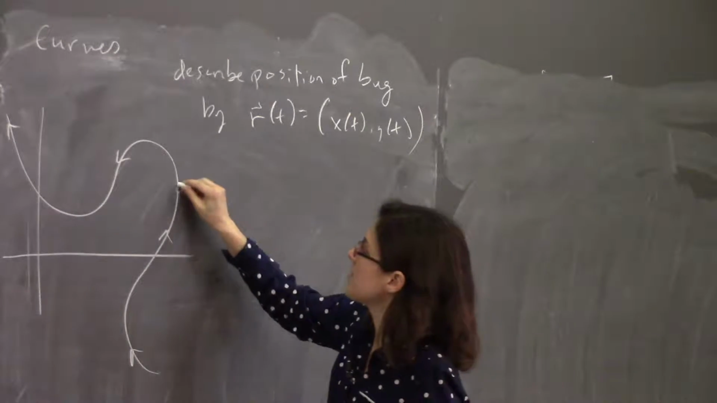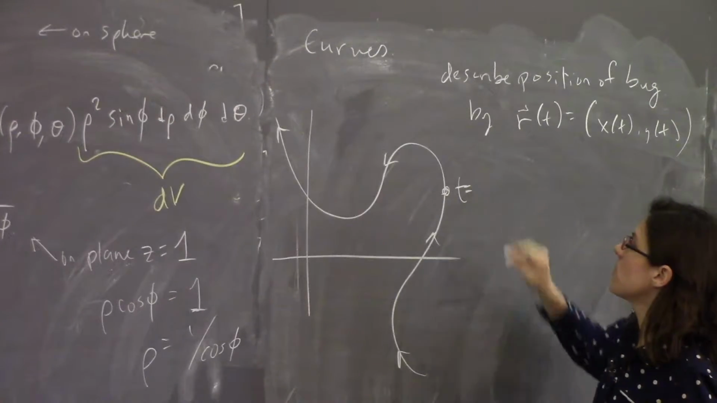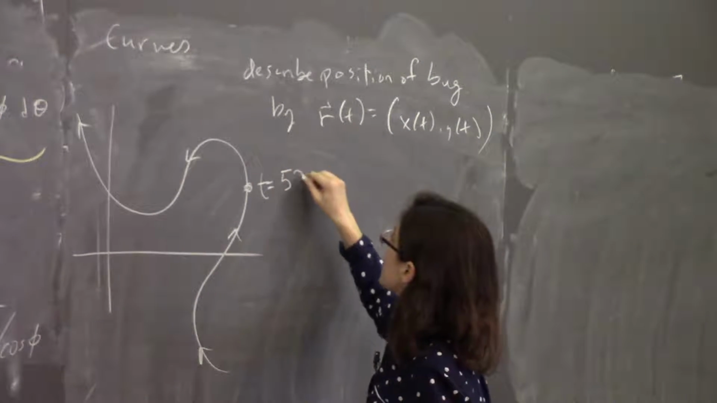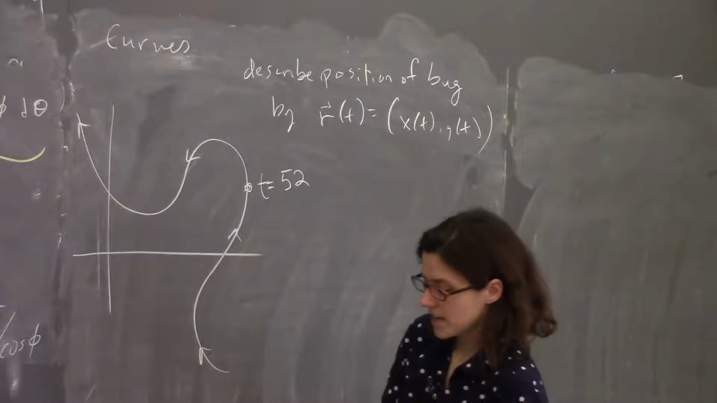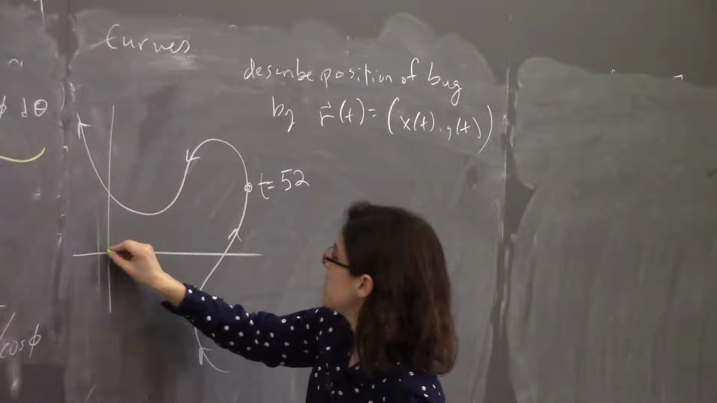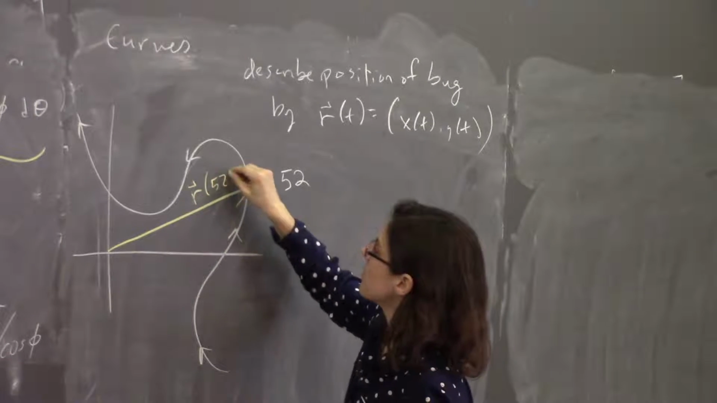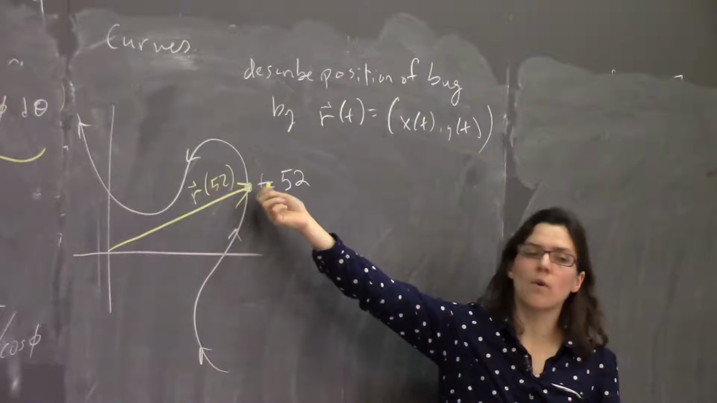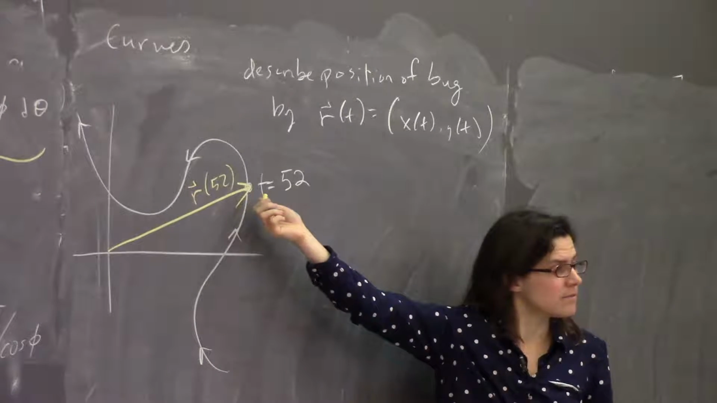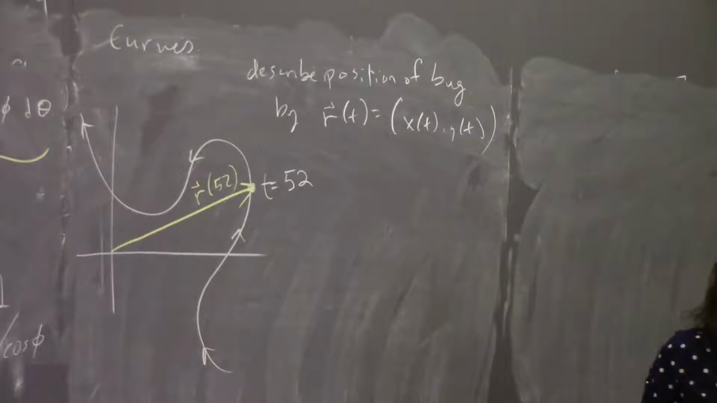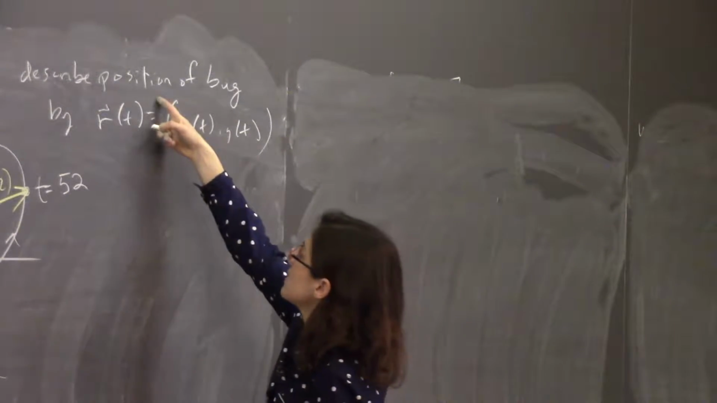So if you're at this time t here, let's say this is maybe t equals 52, because it's 11:52, then this here is r of 52. It gives you x of 52, comma y of 52, and it tells you where that thing is. You might also want to know which way the bug is going and how fast. So this is the position.